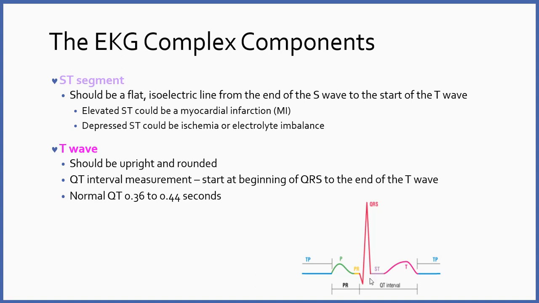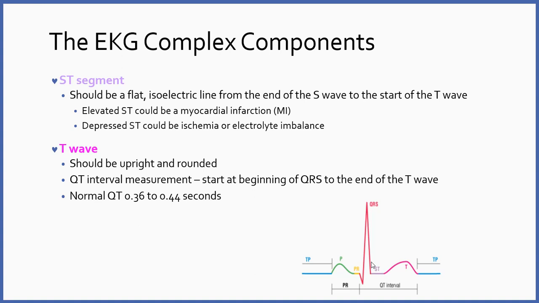If our ST segment is below baseline, then we have a depressed ST segment, and that could be a lot of things, but primarily we think about myocardial ischemia or electrolyte disturbances. If the ST segment is elevated, we think MI, we think STEMI, ST elevation MI. Now, there are other things that could cause ST elevation, but the rule of thumb is you think about the worst thing that could be happening and rule that out first.